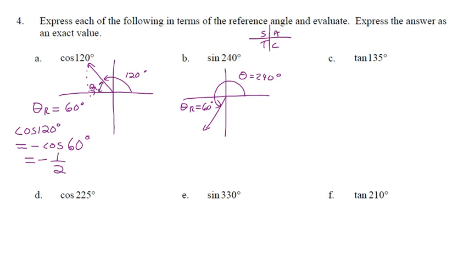Okay. This is a quadrant 2 angle. In quadrant 2, which ratio is positive? Only the sine. That makes the cosine what? Negative. This right triangle has an angle of 60 degrees. Therefore, it is the cosine of 60 degrees. But it's in quadrant 2, so it's the negative cosine of 60 degrees.